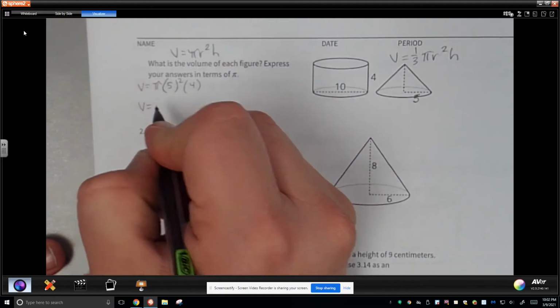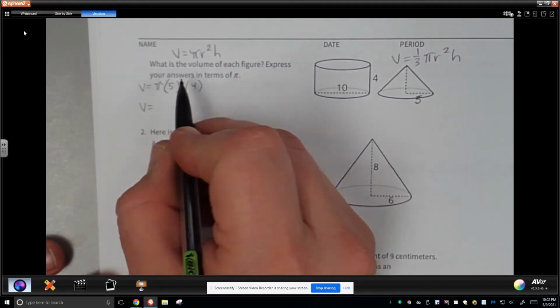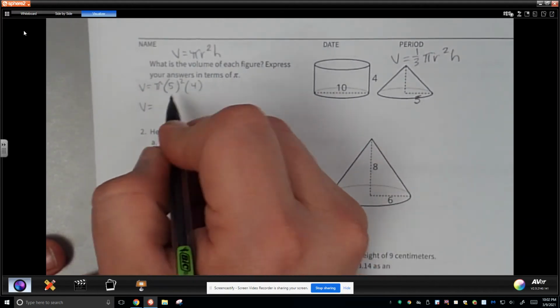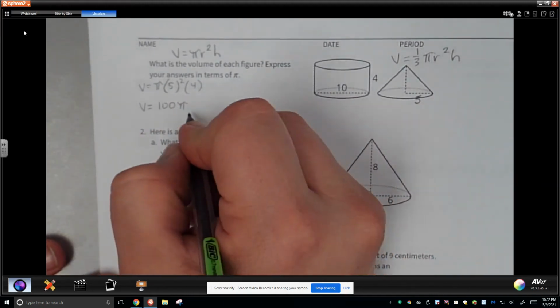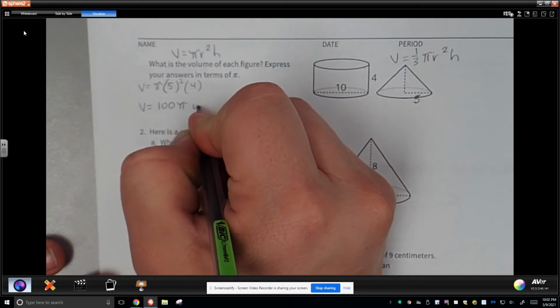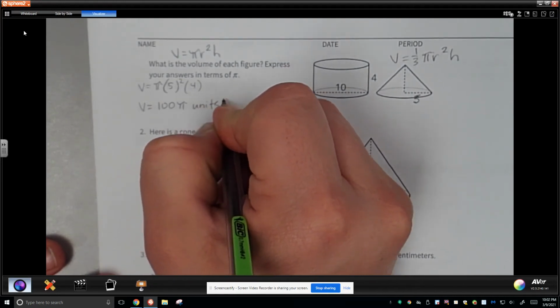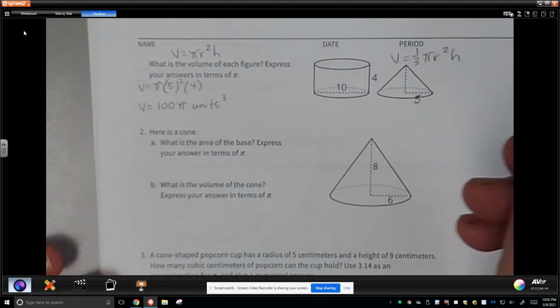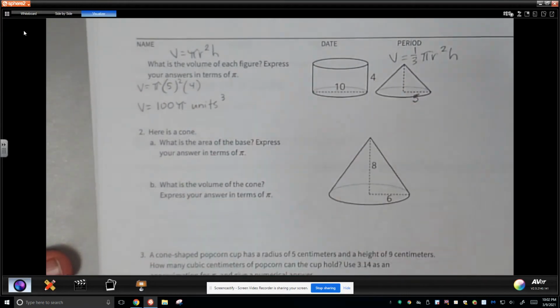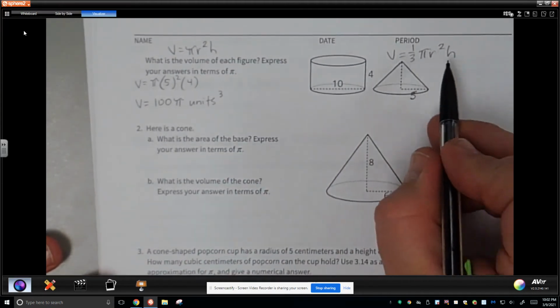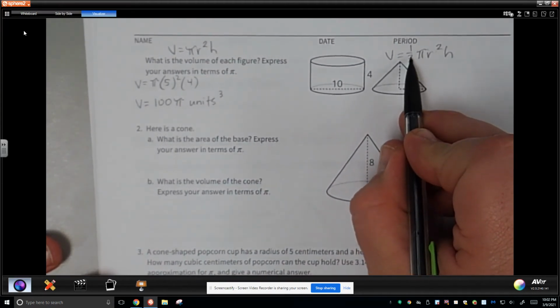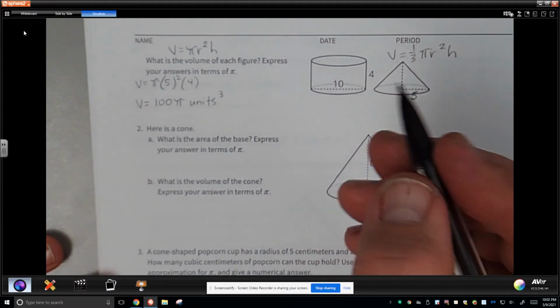So the volume is equal to 5 times 5 is 25. 25 times 4 is 100. And then we'd simply multiply that by pi. And then we could say that this is cubic units, or units to the 3rd power. Now what that would end up looking like as far as the next step to find the volume of the cone, the cool thing is I know the volume of the cylinder, which means that the volume of the cone would just be 1/3 that of the cylinder.